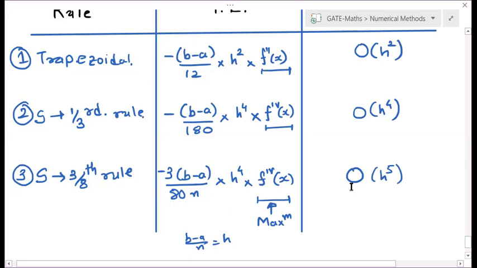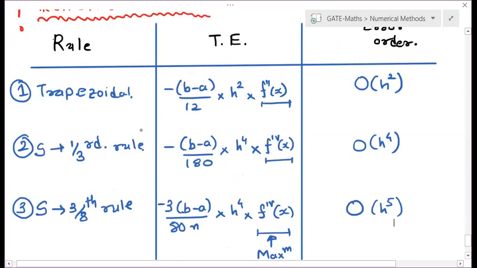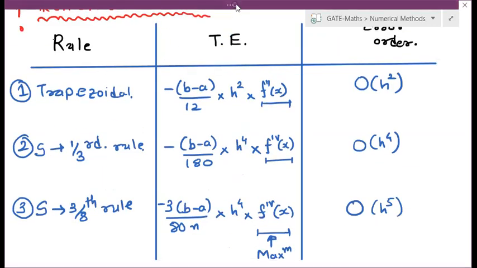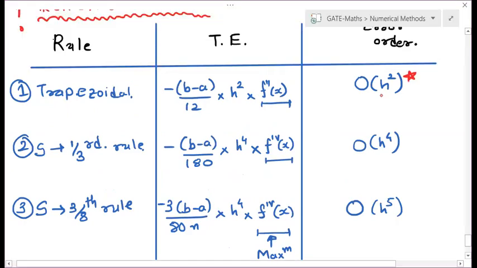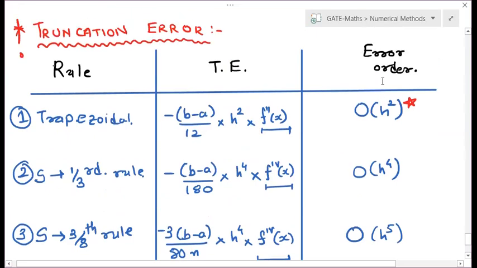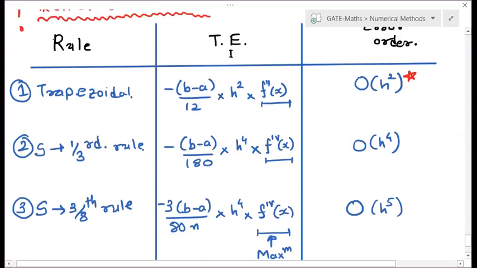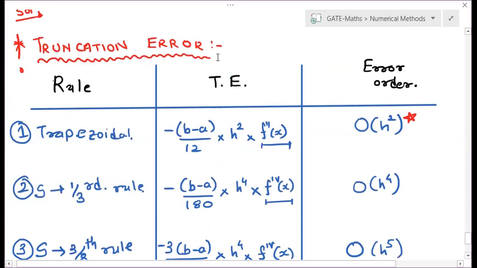And this error order of h square of the trapezoidal rule was once asked in GATE. That's why I have given you this whole table. So maximum chances are there they will ask you error order, or they will ask you this truncation error. Truncation error ke chance bahut kam hai. There is very less chance of asking truncation error, but they can ask you this error order. Is it clear now? This table is clear or not?